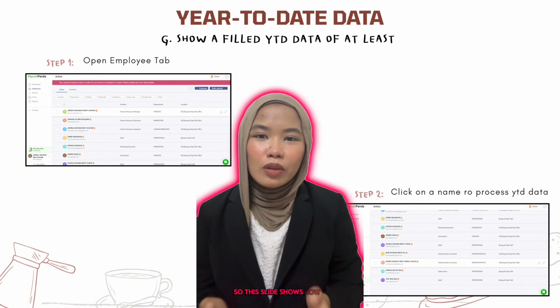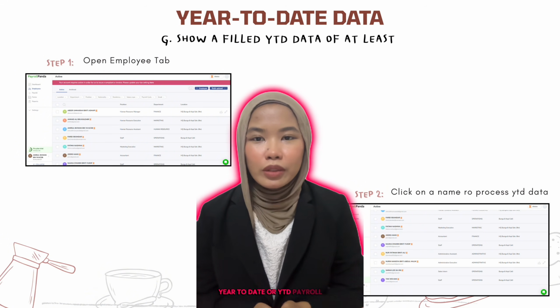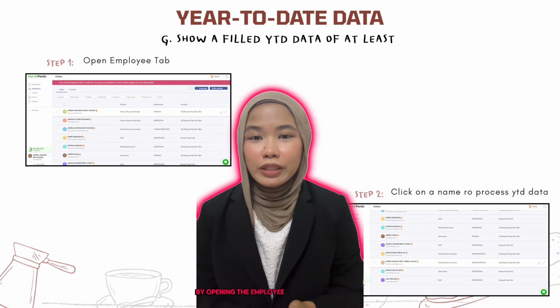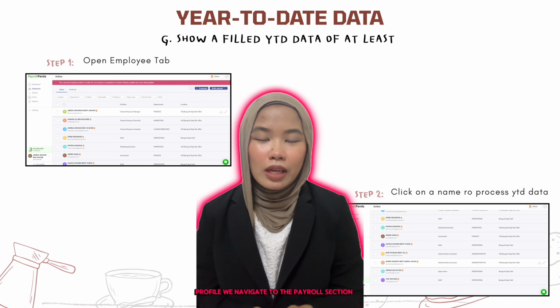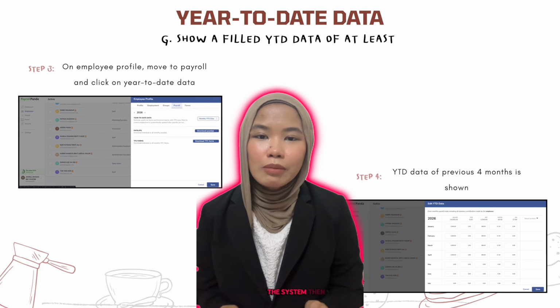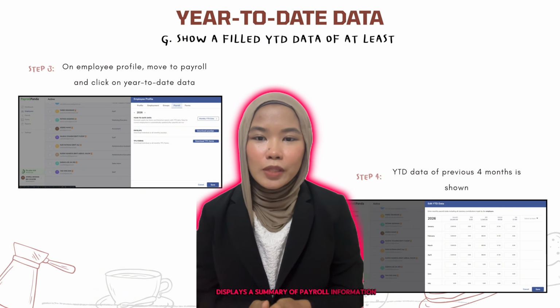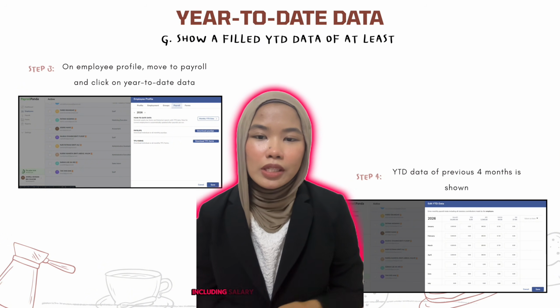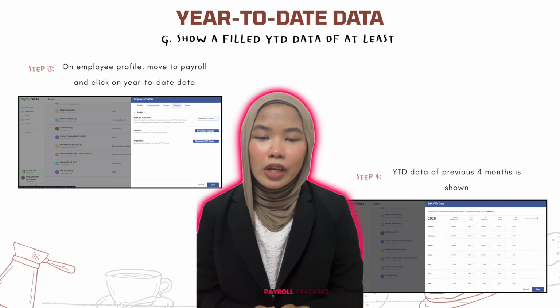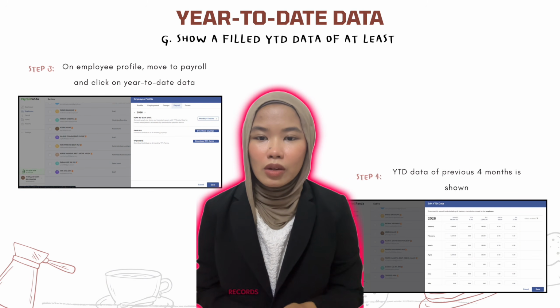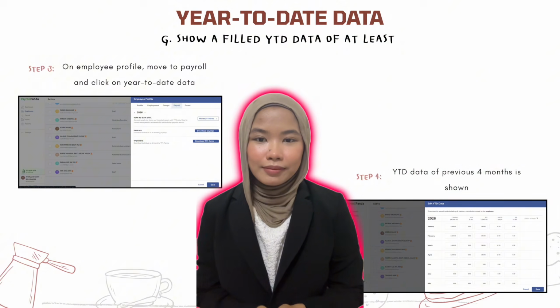So, this slide shows how to access year-to-date or YTD payroll data. We begin by opening the Employee tab and selecting an employee. Within the employee profile, we navigate to the payroll section and choose year-to-date data. The system then displays a summary of payroll information accumulated throughout the year, including salary payments and statutory contributions. This feature is useful for payroll tracking, reporting, and ensuring payroll records are accurate and up-to-date.